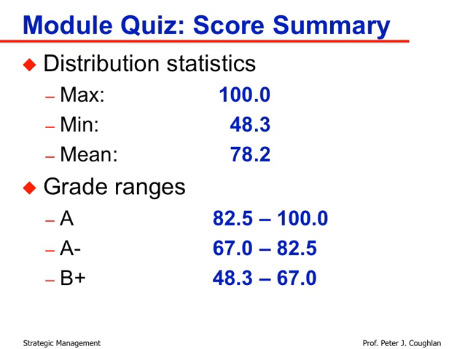The grade ranges, again: the equivalent of an A, so the top 40%, were 82.5 and above. The next 40% were 67 to 82.5. And then the B plus range, or the bottom 20%, would be about a score of 48.3 to 67.